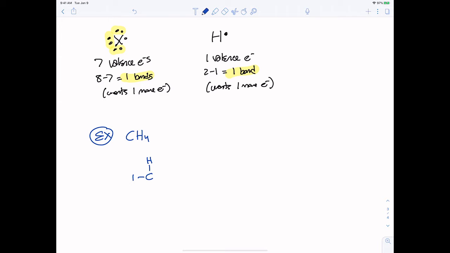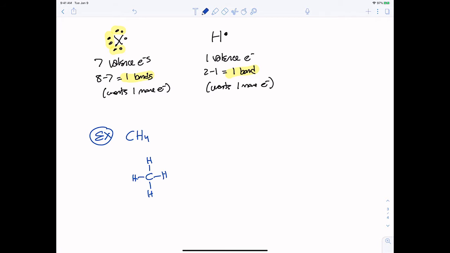Remember, each line represents 2 electrons. So I'm going to bond those 4 hydrogens around carbon. I can't do it any other way because I can't have hydrogens bonded to hydrogens, right? If I do this, this hydrogen in the middle has 4 electrons on it, and I can't do that. Never more than 2, right? Never, ever, ever more than 2. So this is my only option.